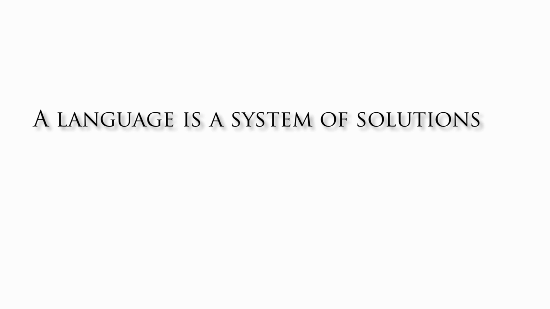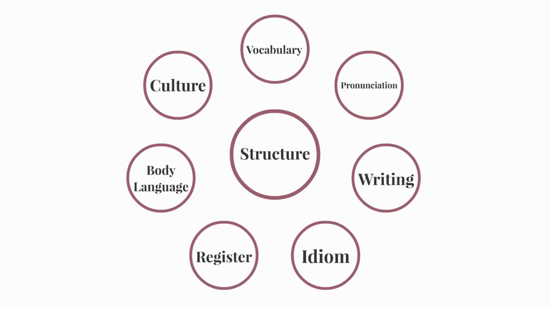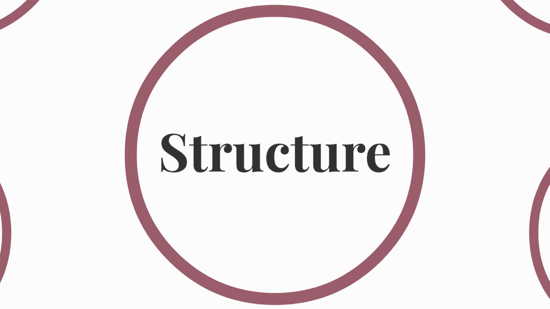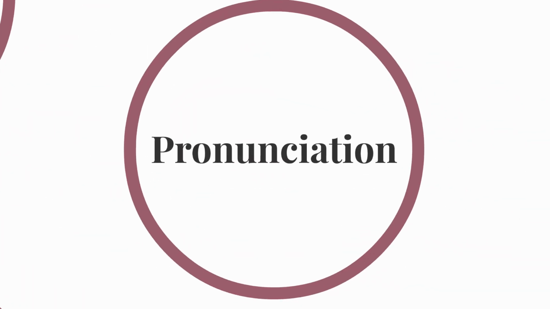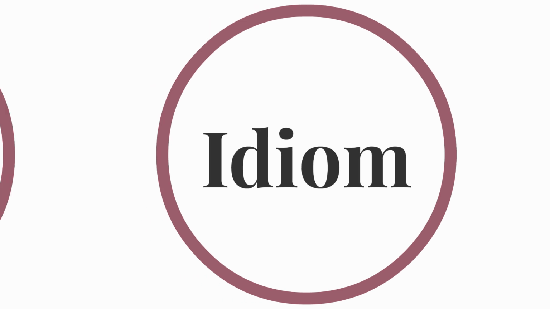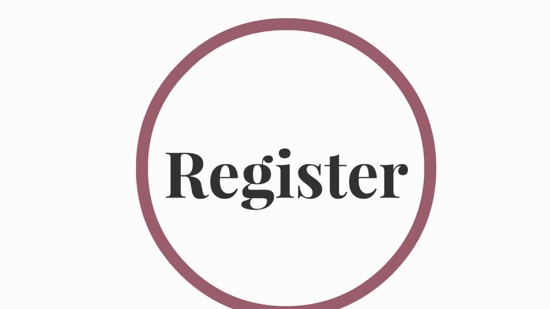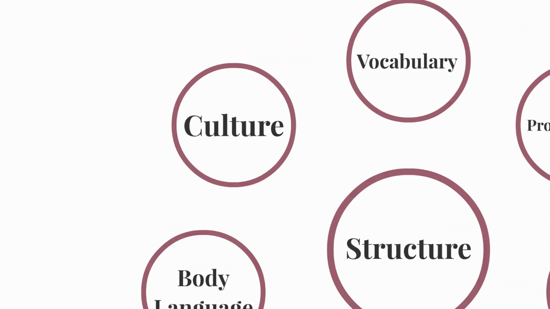A language is a system of solutions to problems of communication. These problems of communication can be grouped into 8 categories: structure, vocabulary, pronunciation, writing system, idiom, register, body language, and culture.